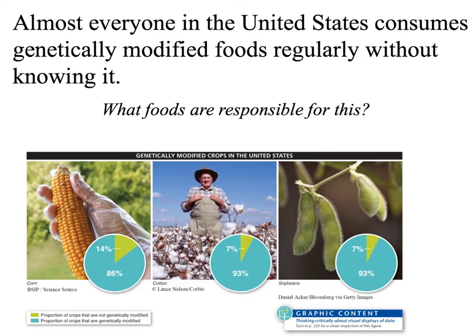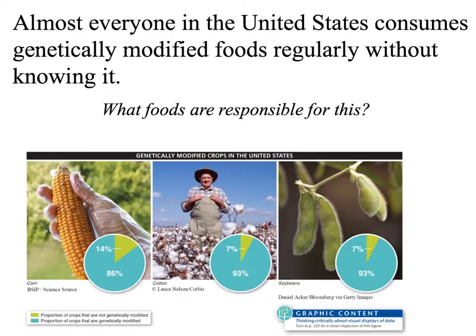GMOs are all around us in the United States. We consume many products that have been grown from GMO plants. For example, if we look at corn, 86% of corn grown in the U.S. is genetically modified. 93% of cotton and 93% of soybeans are also modified.